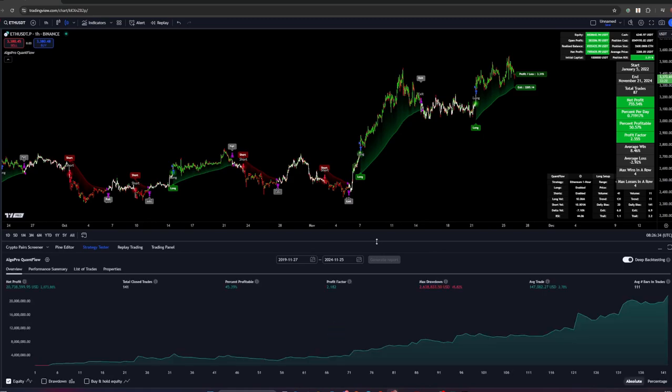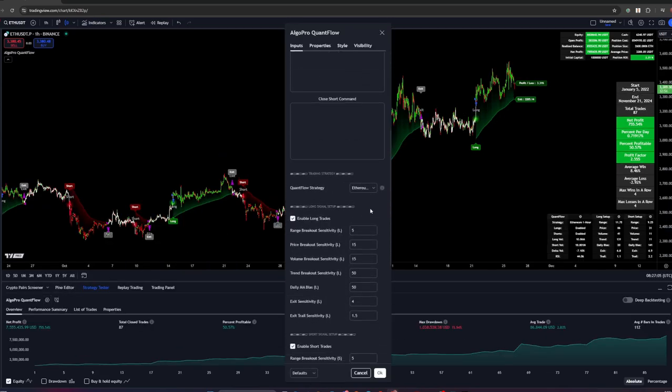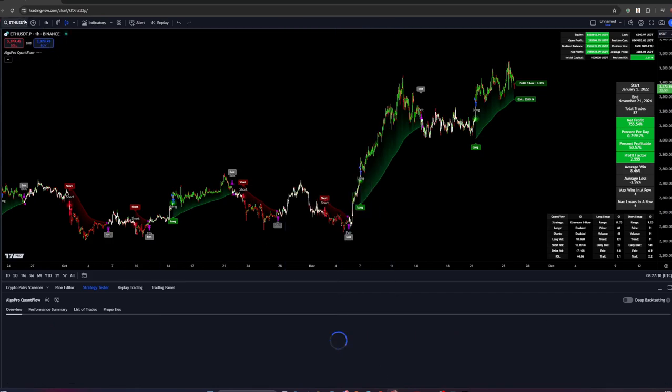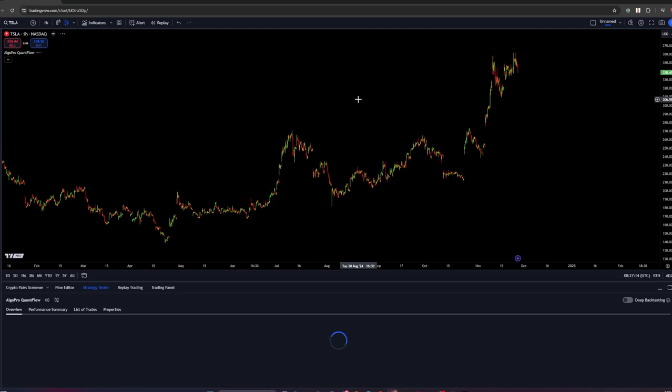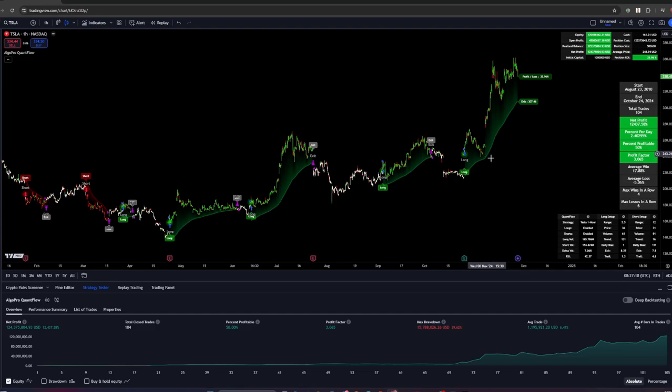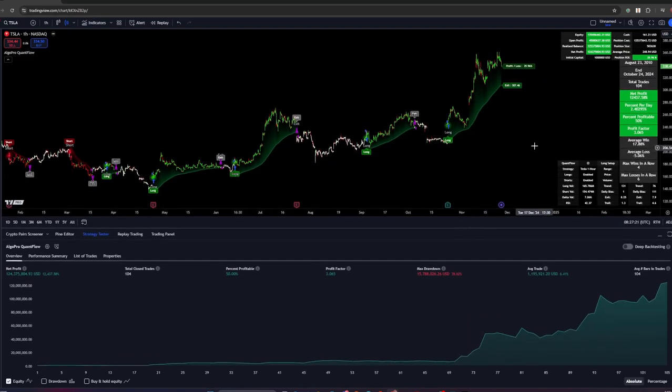You can see another really good deep back test, 2,000% net profit, 45% win rate, and a profit factor of 2. So now we'll hop over to another one. Let's see here. Let's check Tesla on the 1 hour. So you can see Tesla here, our back test.